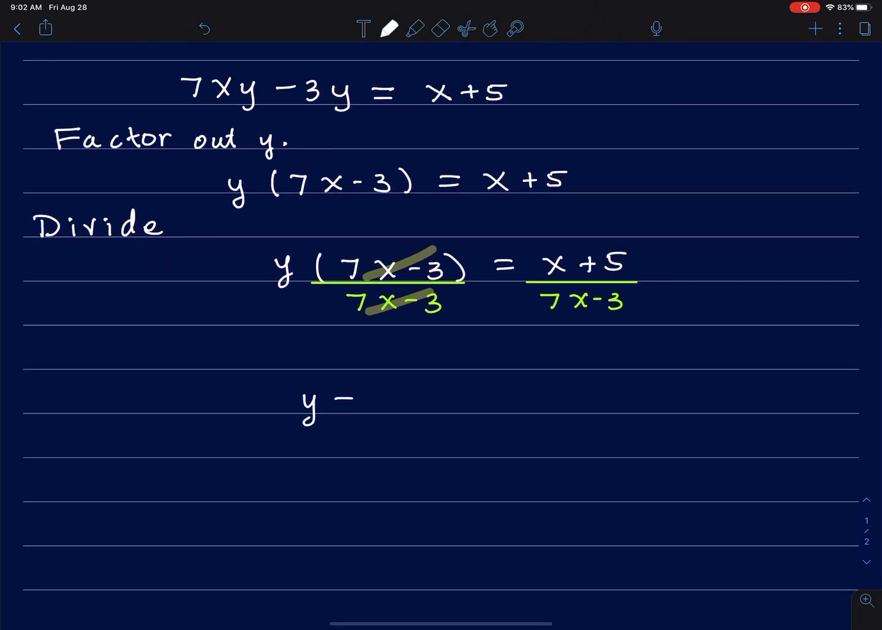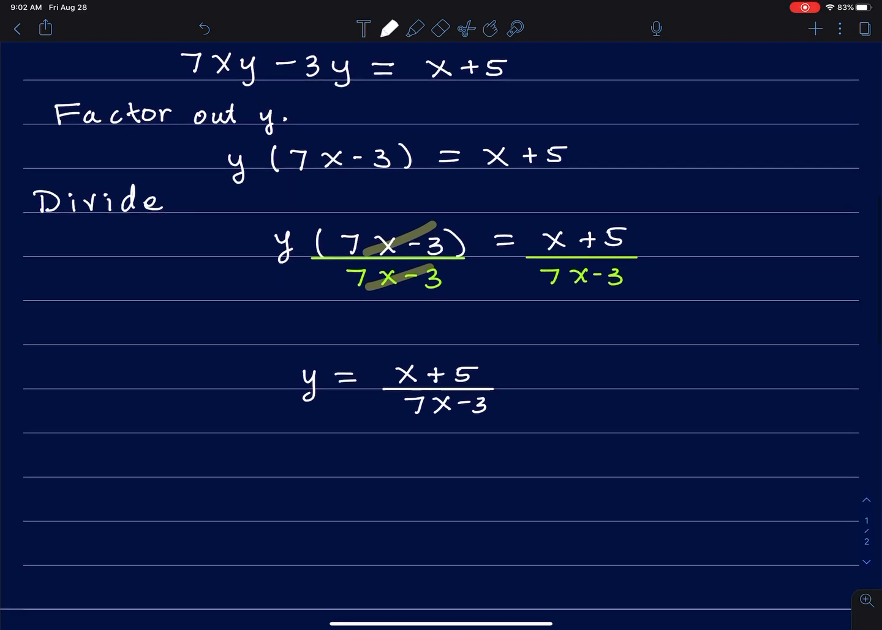And by doing that, what this shows us is that for each value of x in the domain, there is exactly one value of y. And that's what describes a function: for each x, there is only one y in the range.